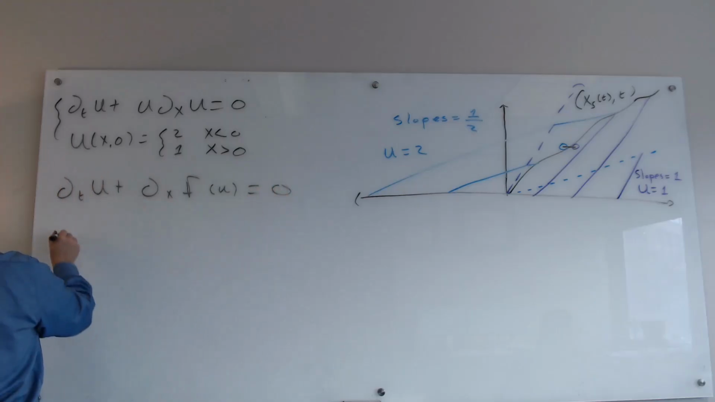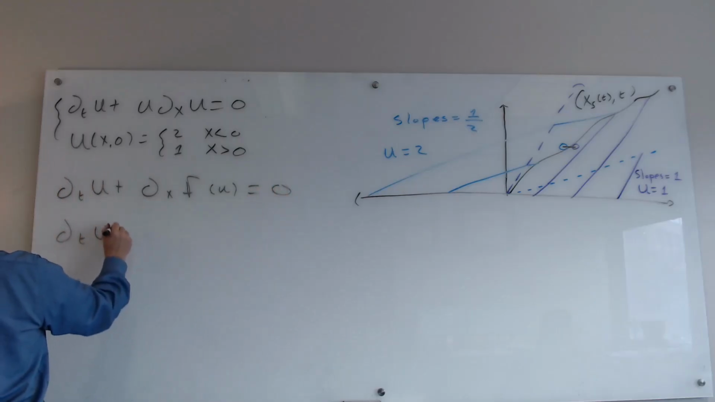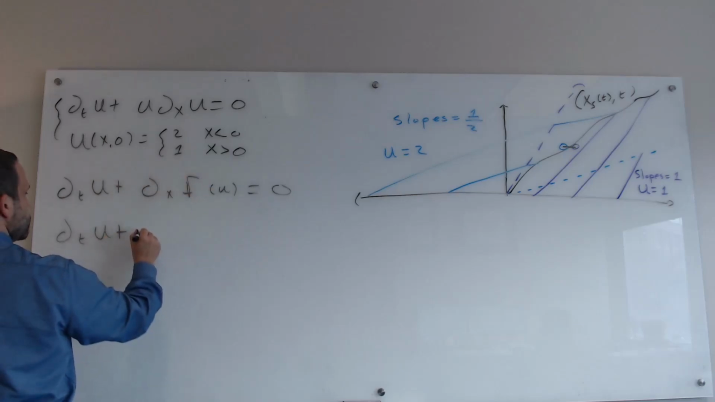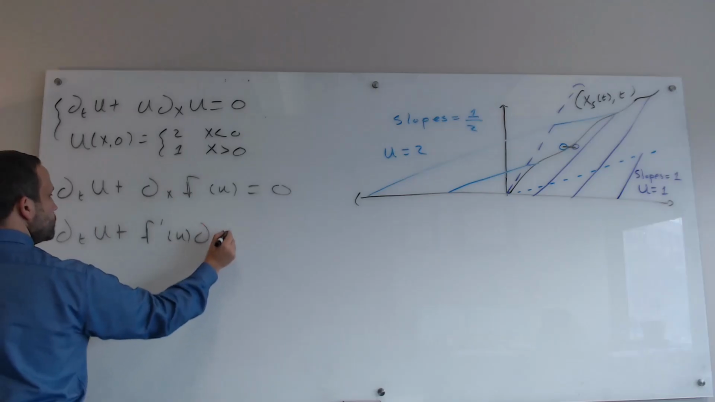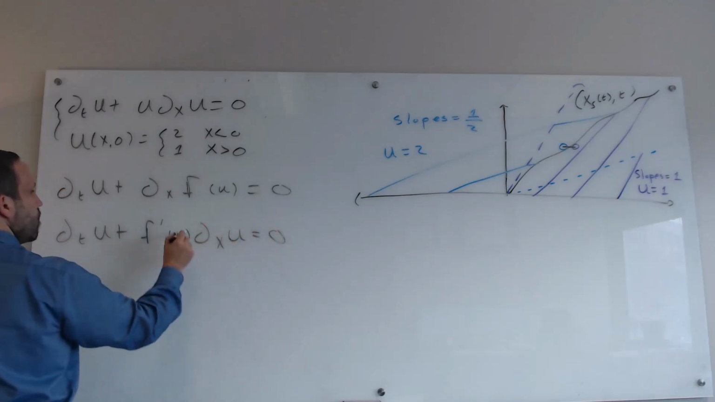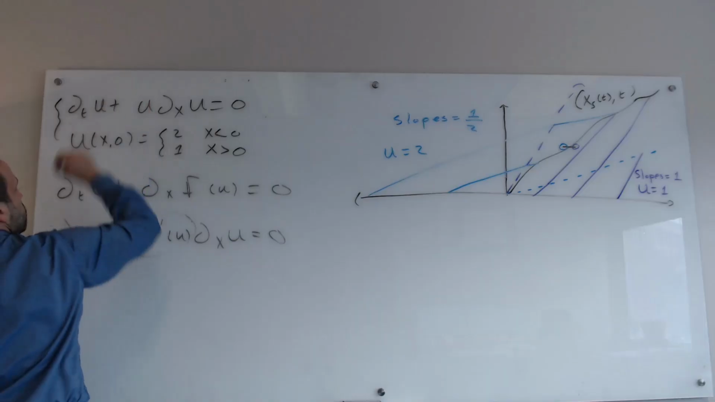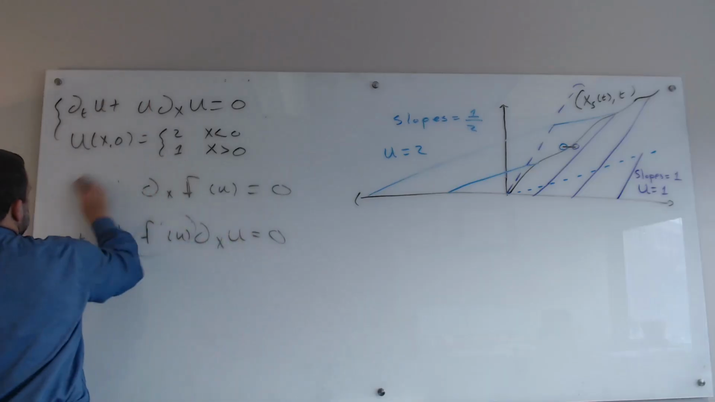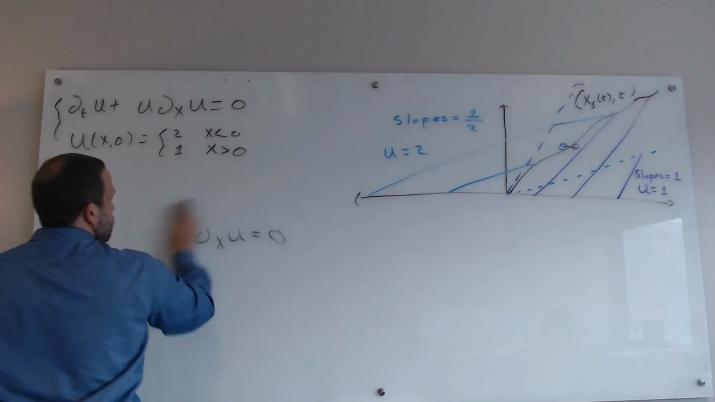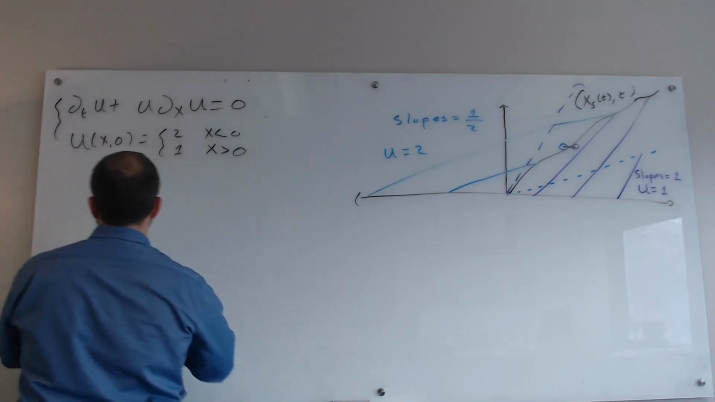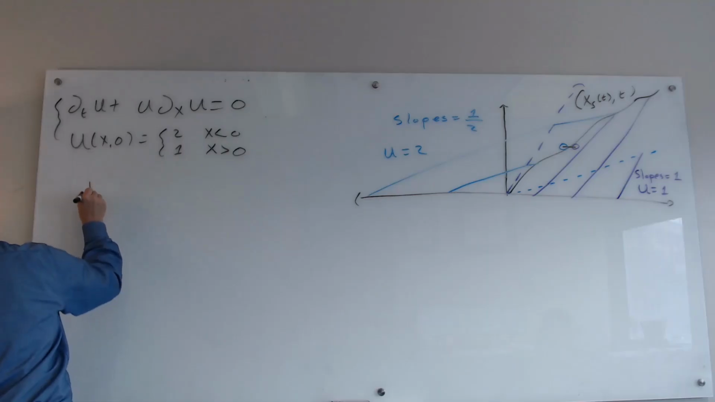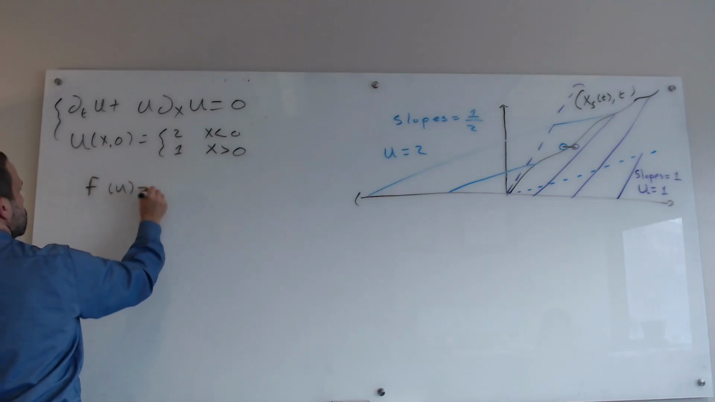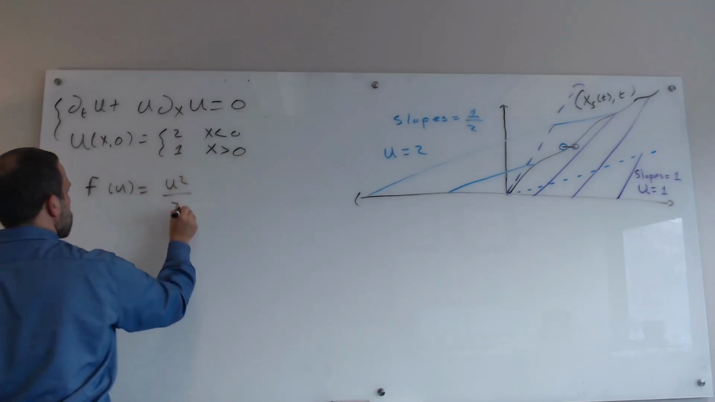And if I do the derivative here according to the chain rule, this is going to be f prime of u times the x derivative of u is equal to 0. So in other words, f prime of u is just equal to u. So for this problem, f of u is equal to u squared over 2.